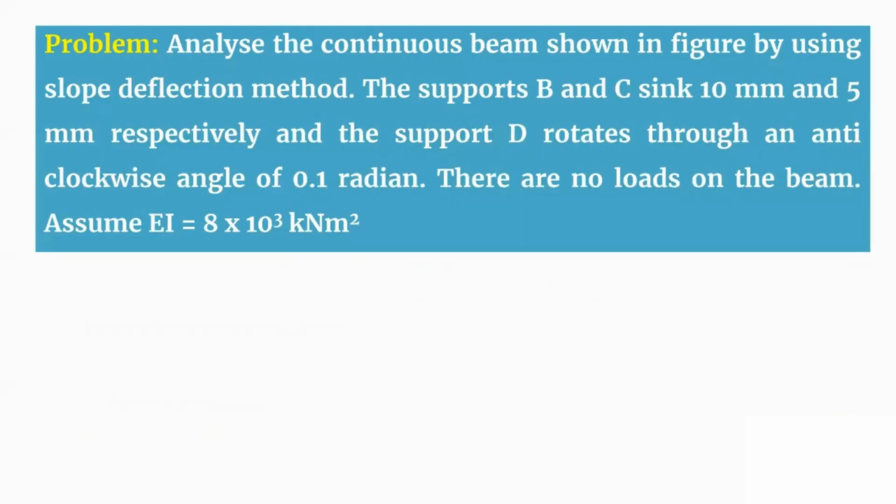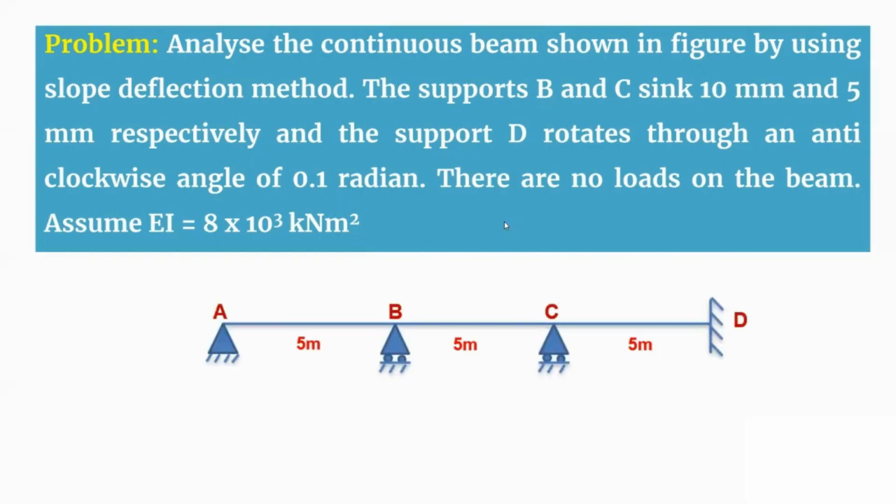Coming to the question, here is the problem statement. You're going to analyze a continuous beam as shown in the figure by using the slope deflection method. The supports B and C sink by 10 mm and 5 mm respectively, and the support D rotates through an anticlockwise angle of 0.1 radian. There are no loads on the beam. Assume EI is equal to 8 × 10³ kN·m².